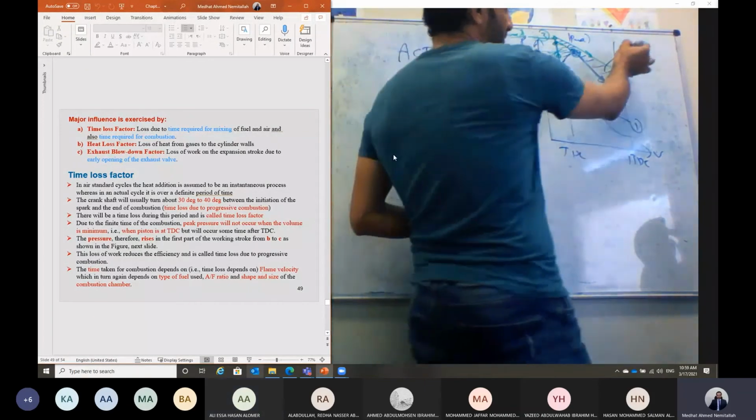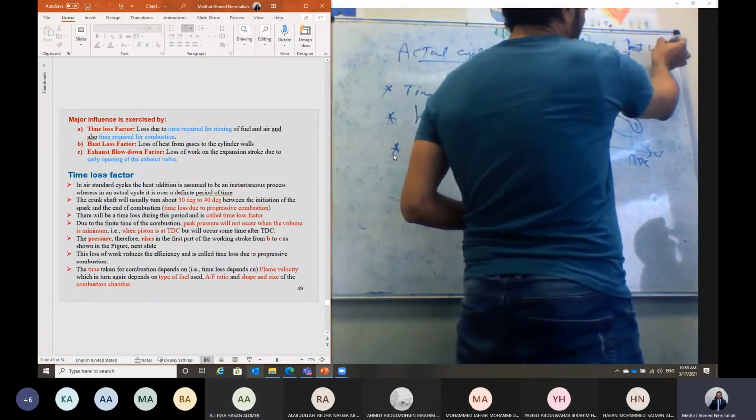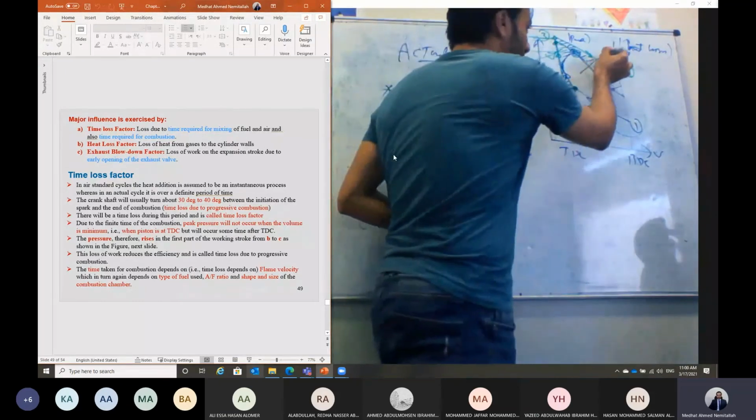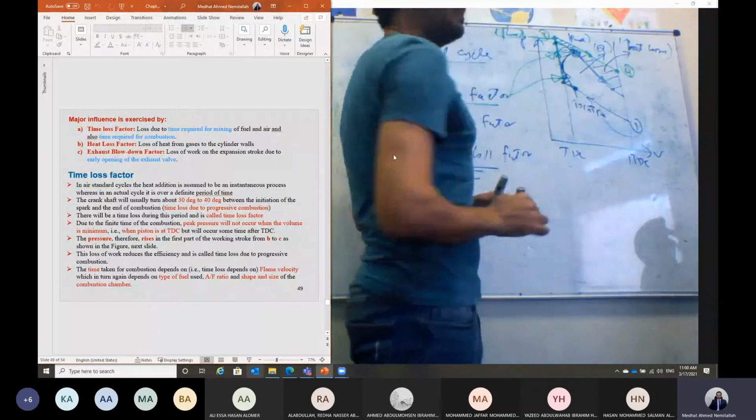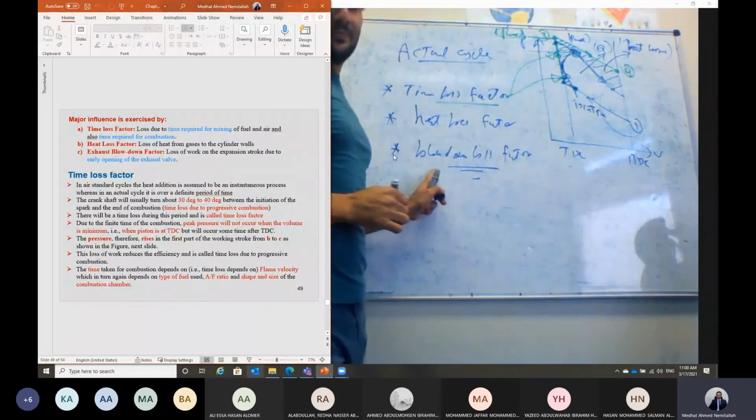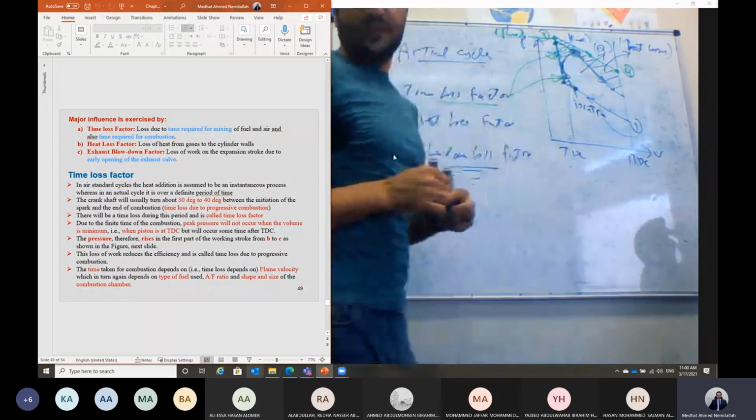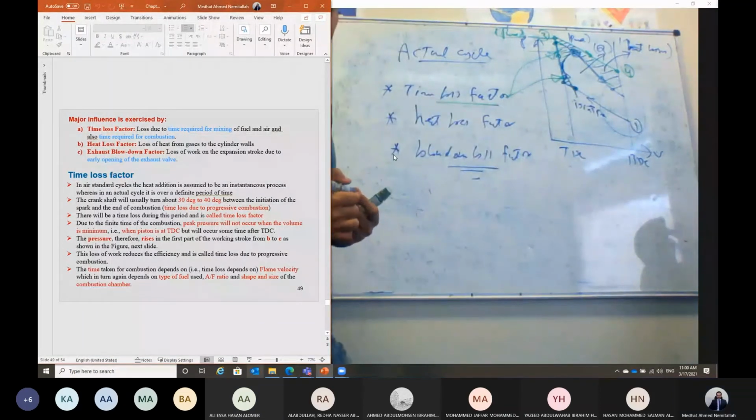Exactly. So this difference is due to the heat losses, because during the expansion stroke, some of the heat will be rejected, absorbed by the cooling water. So this difference in the net work is related to the heat losses. Yes? Is that clear, guys?